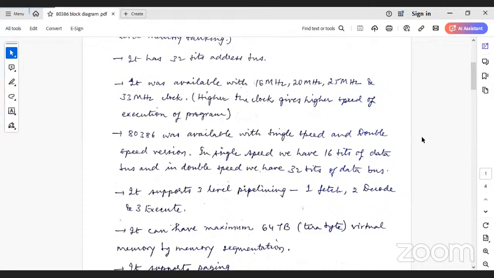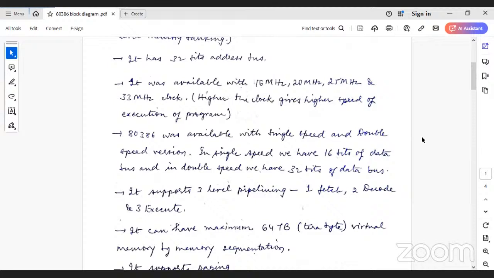So this is one of the features they had with 80386. Now, another interesting point with 386 is that it supports 3-level pipelining. Last time I told you how the speed of execution was increased in the 286 system. There you had 2-level pipelining, where fetch and decode took place simultaneously and execution took place in the next cycle. Here, for fetching, decoding and executing, you have 3 different blocks. That is why it is known as 3-level pipelining.